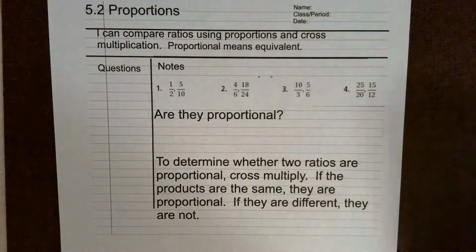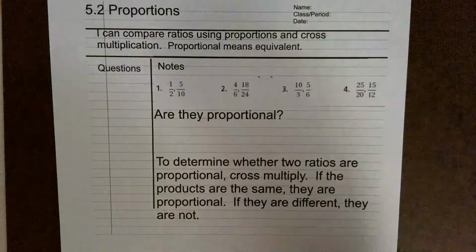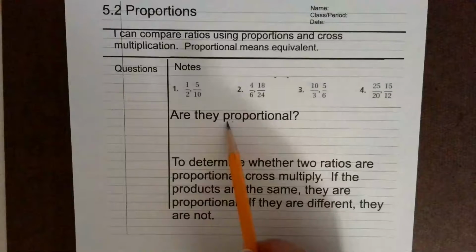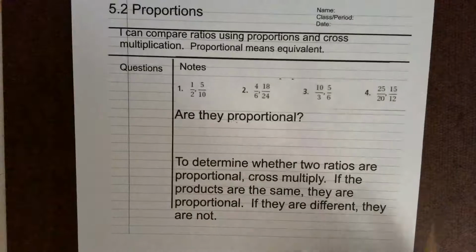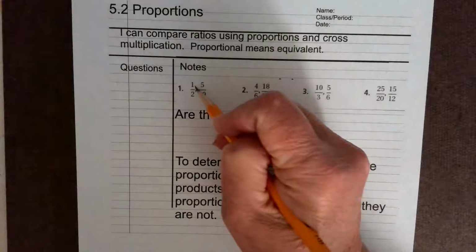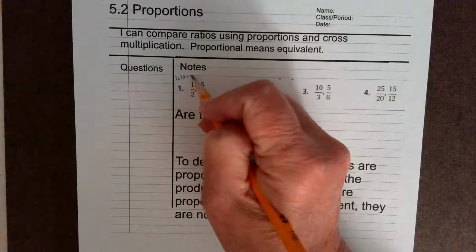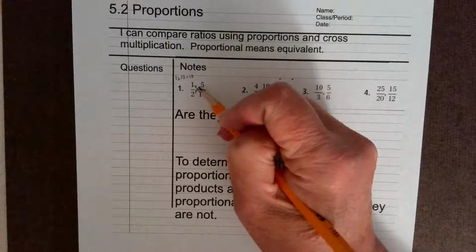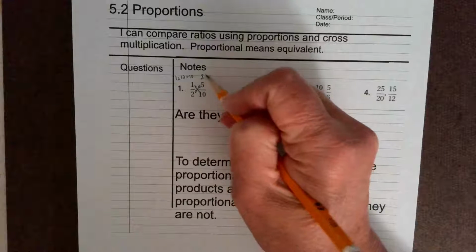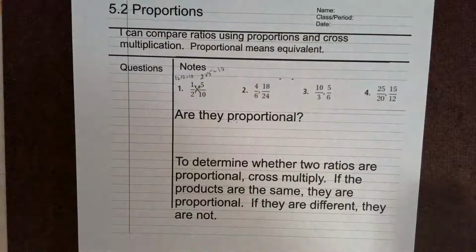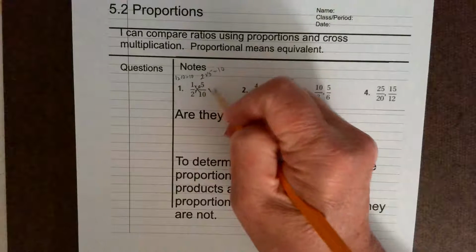So if you'll remember from last week, when we've got two ratios and we're trying to determine whether they're equivalent or proportional, we are going to just cross multiply. So we're going to do 1 times 10, and that equals 10. And then on the other side, we're going to multiply 2 times 5, and that also equals 10. So 1/2 or 1 to 2 is equivalent to 5 to 10, so they are proportional. That's a yes.